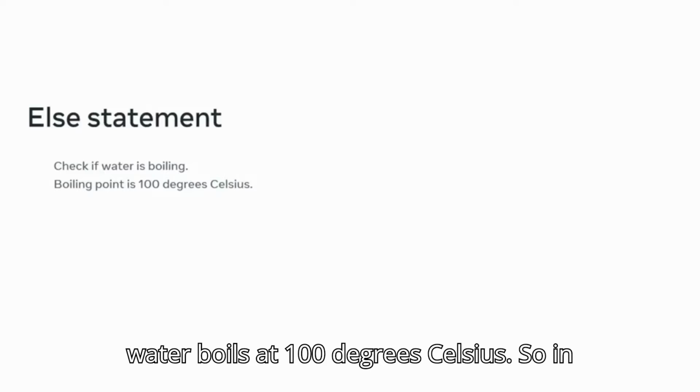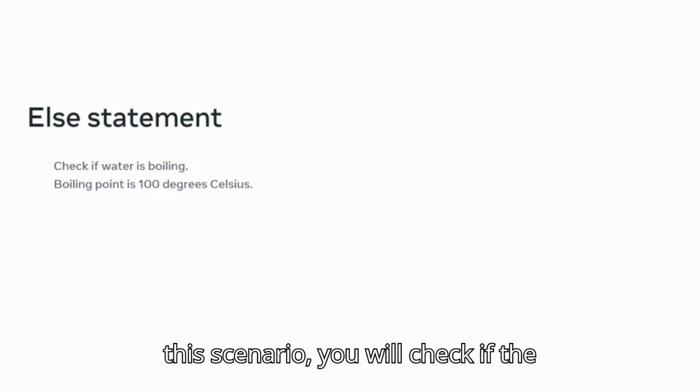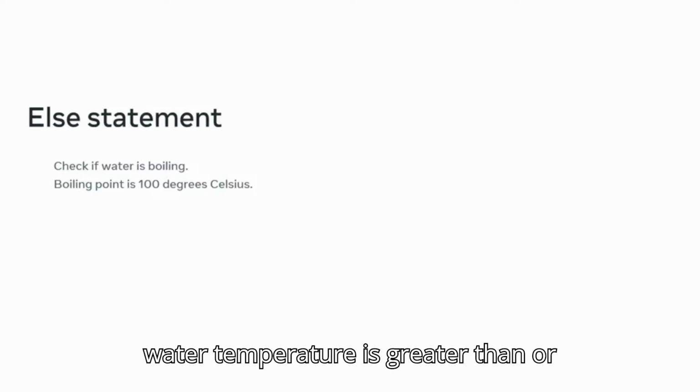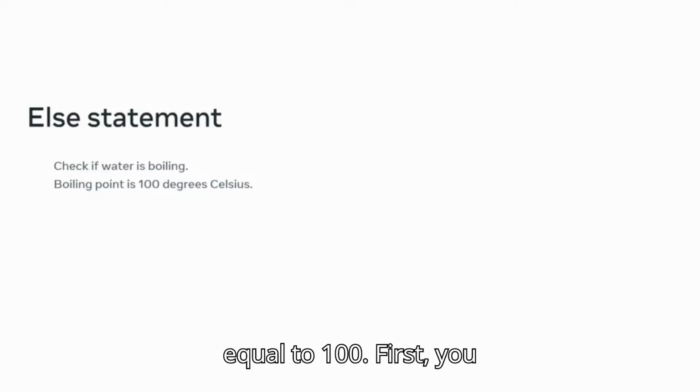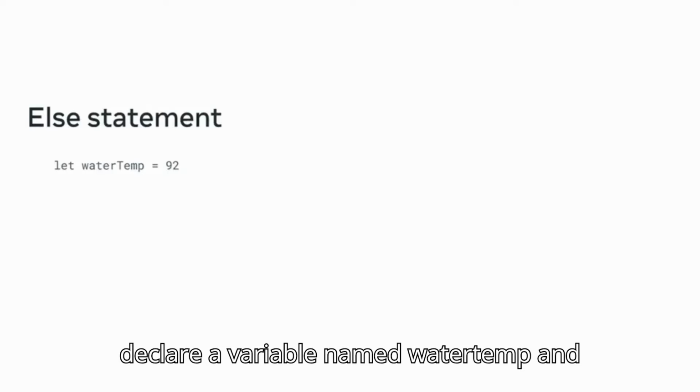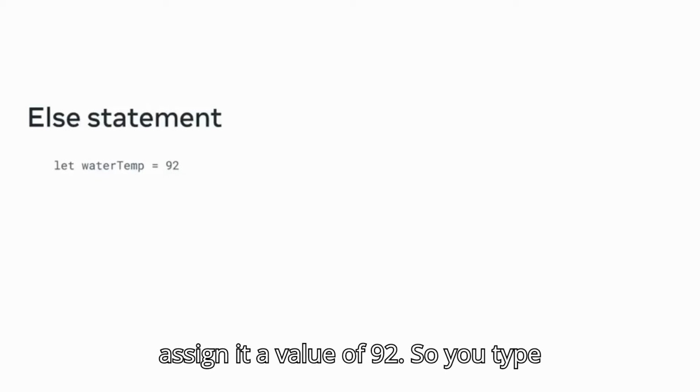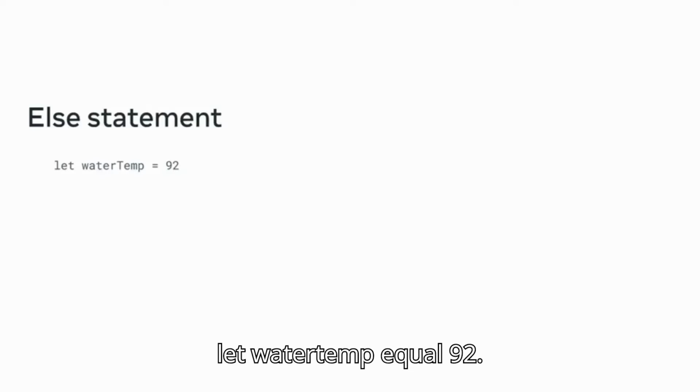Let's use our check water scenario again, but this time to check if the water is boiling or not, and print out the appropriate statement. Water boils at 100 degrees Celsius, so in this scenario, you will check if the water temperature is greater than or equal to 100. First, you declare a variable named waterTemp and assign it a value of 92. So you type let waterTemp equal 92.